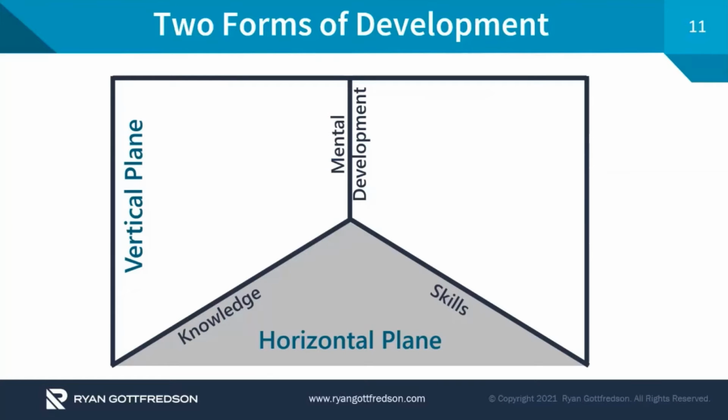The first thing that we need to recognize is that there are two forms of development. There is horizontal development and there is vertical development. I think historically, when we have used the word development, we have used it primarily to mean horizontal development. And so let me define what each of these are.